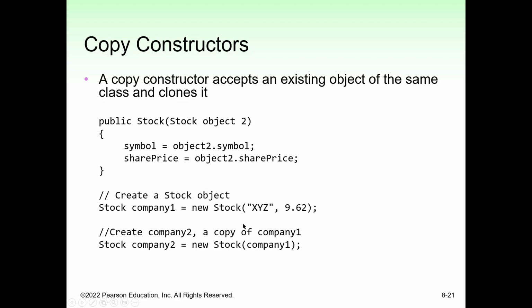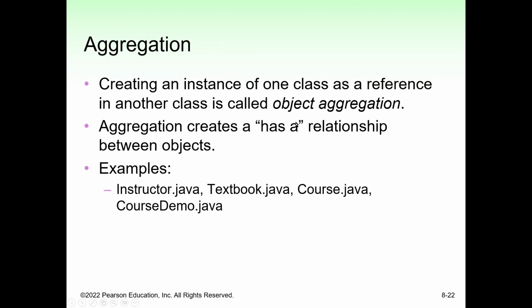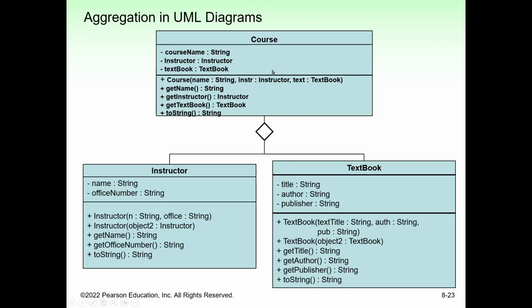Right here, all of the code. You can pause this video and look at it if you want. Another term that you need to be familiar with is aggregation. Aggregation happens whenever you are creating an object from one class and you're referencing it in another class. So it's just going to create a has-a relationship between those two objects. And I'm going to show you an example of this right here using the UML diagrams.